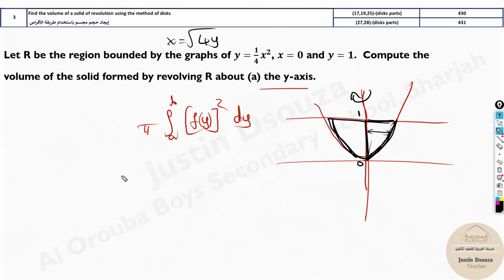Oh, before that, what are the intervals? This is another important thing. Now, these intervals are along the y-axis, 0 to 1. Why? Because they have clearly told x is 0 and y is cutting at 1, right? So that's it, 0 to 1. So the pi integral 0 to 1, over here we have root 4y, the whole square dy. Just put this in the calculator, that will be your answer.